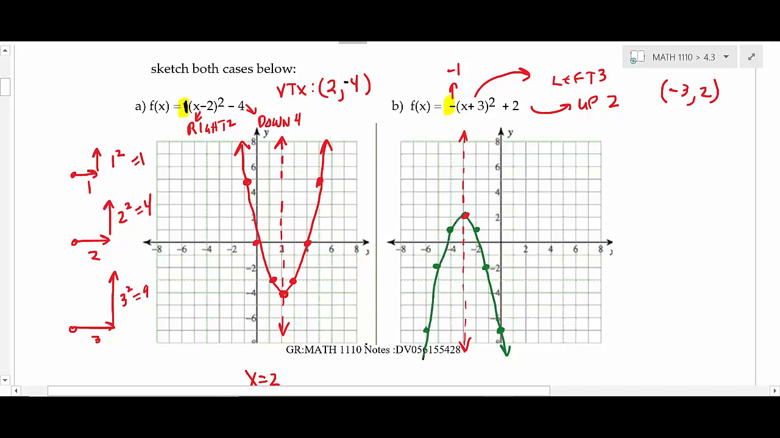Okay, does everybody understand that okay? Okay? All right, so see, that's real easy to do if it's in a vertex form. Then you can get your parabolas graphed very, very easily.